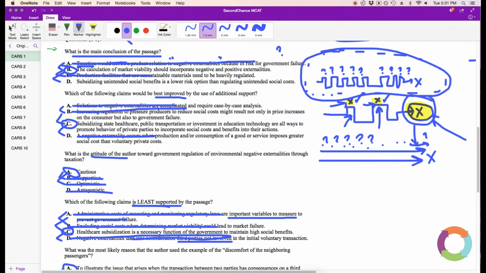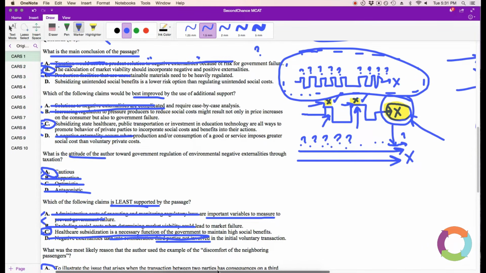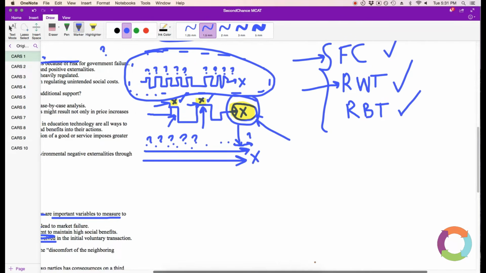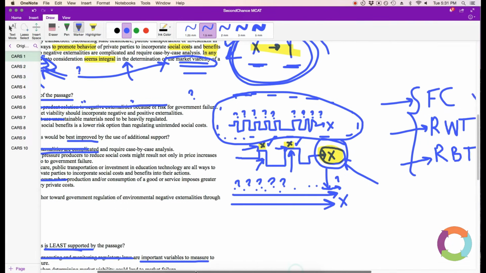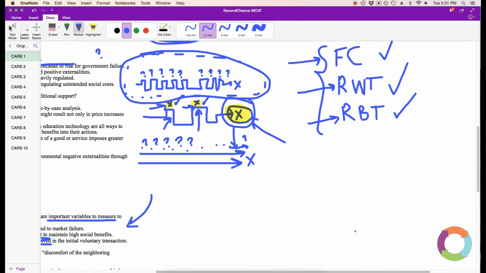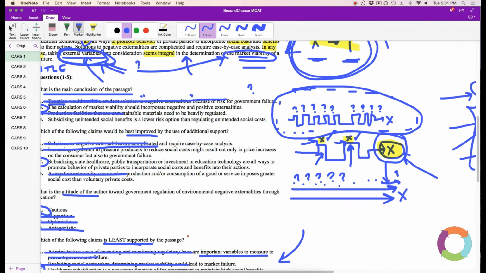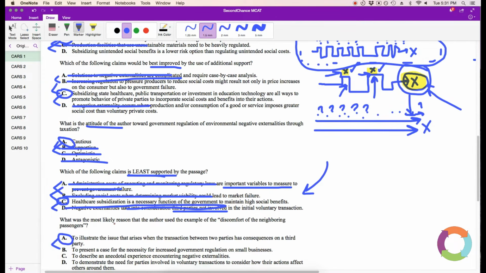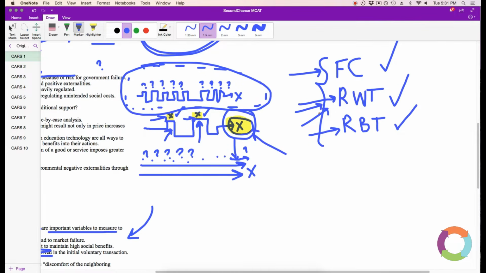Which is least supported by the passage? Those are usually going to be, I would say, beyond the text, because they're introducing new claims somewhere in here, and you have to reason, hey, was that actually there? But you could say that that's reasoning within the text as well, depending upon its format. The last problem here: what was the most likely reason that the author used this example? Again, that's reasoning within the text.